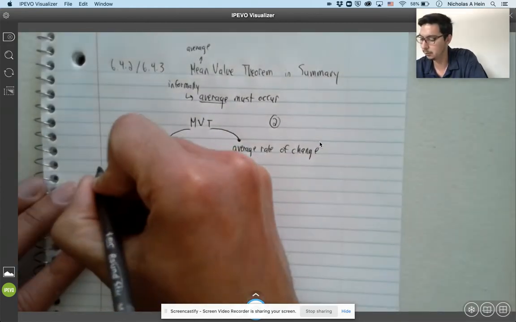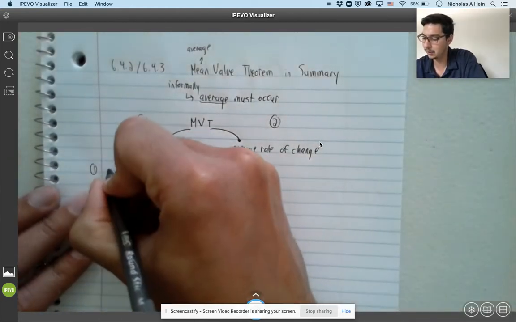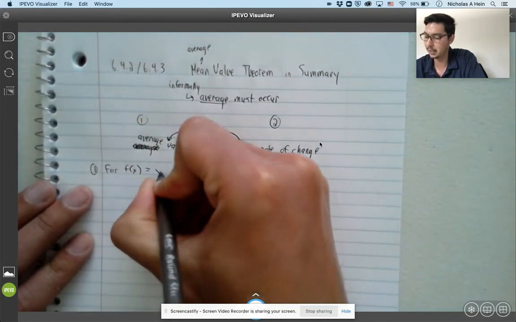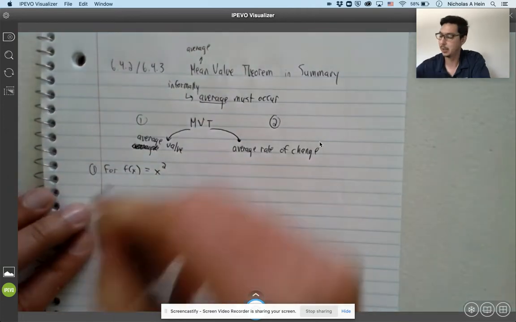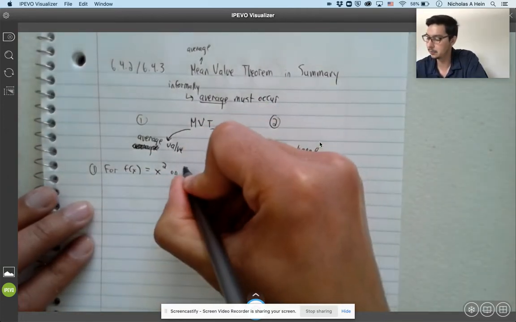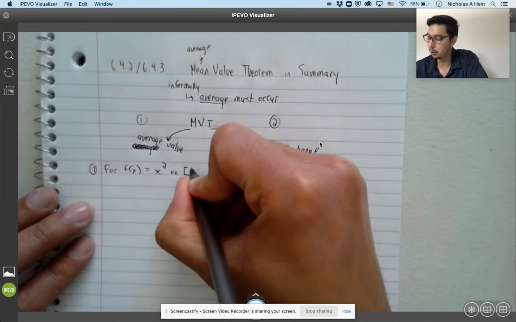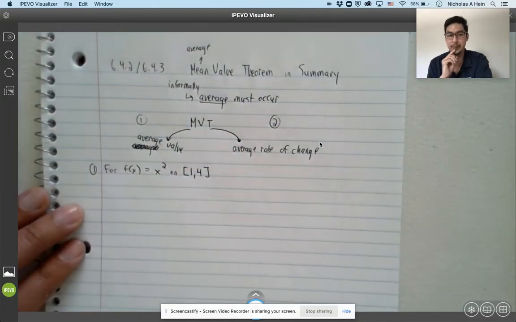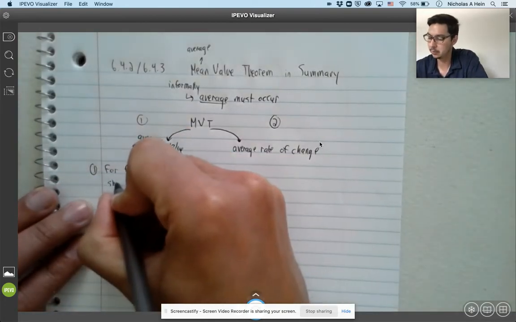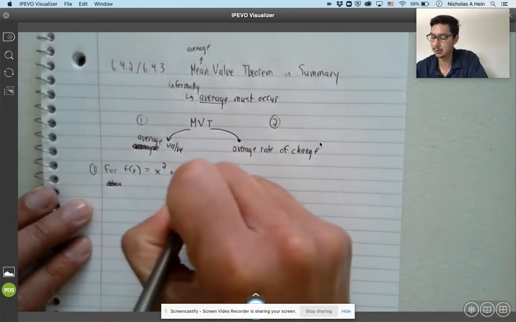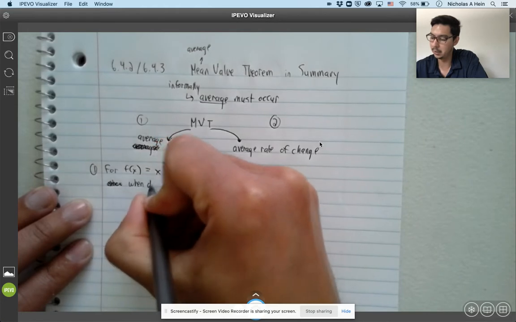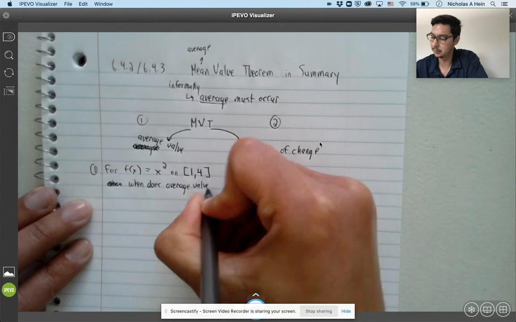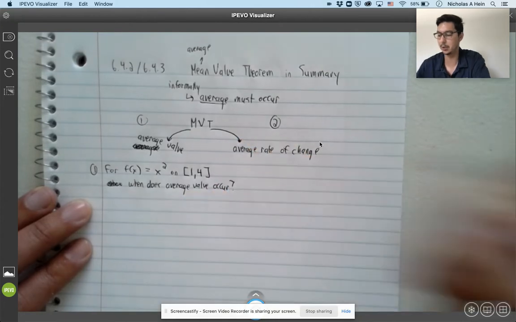So for average value, example 1. For the function f of x equals x squared, we'll keep it simple, the parabola, on the bounds 1 to 4. When does the average value occur? Okay, so that's our question.